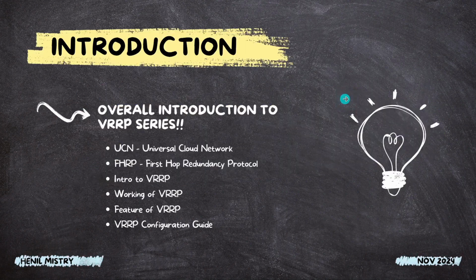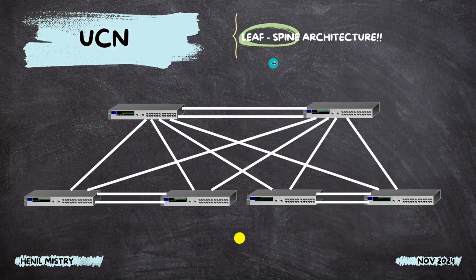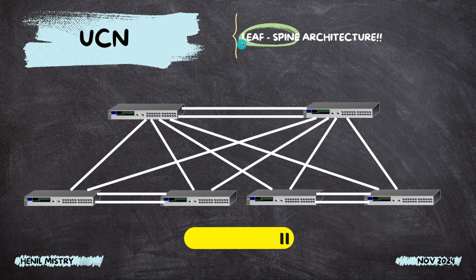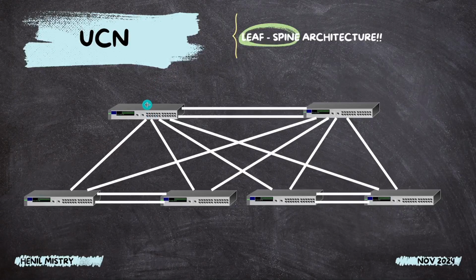In the first part, we have seen all of the introductions, right? We have seen the universal cloud network topology. This is also known as leaf spine architecture. So the main lines that you can see, the devices which are exposed to the internet are spine devices, and then there are leaves.